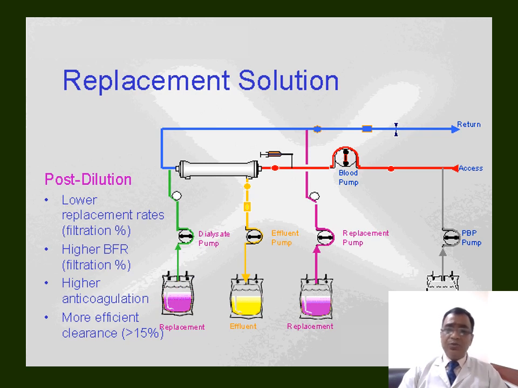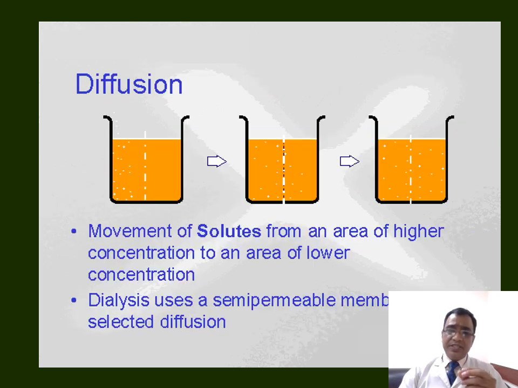Now in these machines you can fractionate. Even in the same patient you can give 50% pre-dilution, 50% post-dilution, or maybe 75-25. This provision is now in all the new machines. So we understood ultrafiltration, we understood hemofiltration.